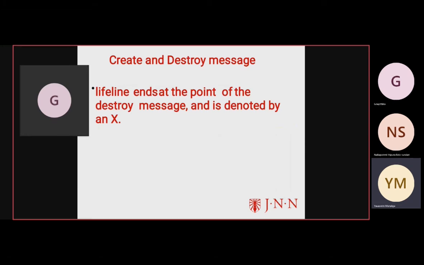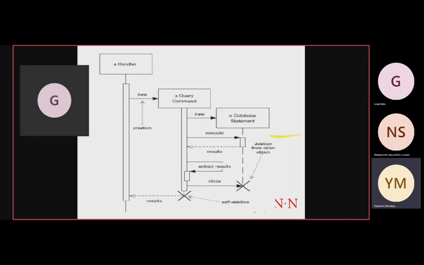And the last one is create and destroy messages. This is the last for the sequence diagram. Then the sequence diagram will be complete. The lifeline ends at the point of the destroy message, and it is denoted by the cross symbol.